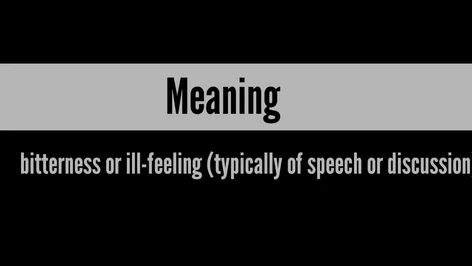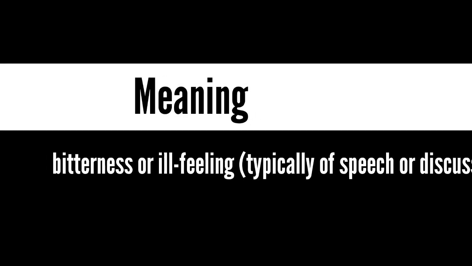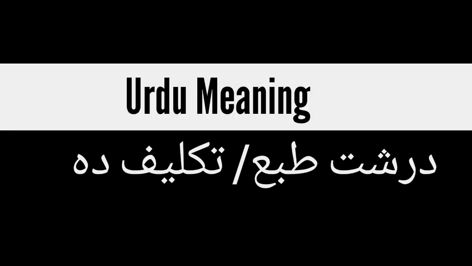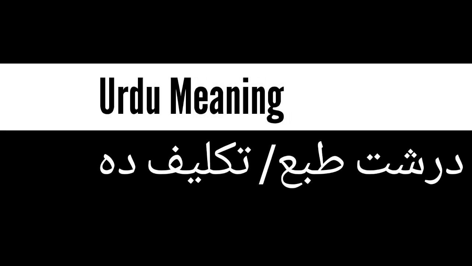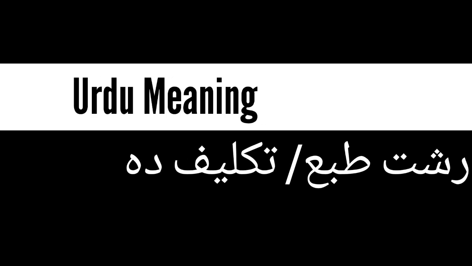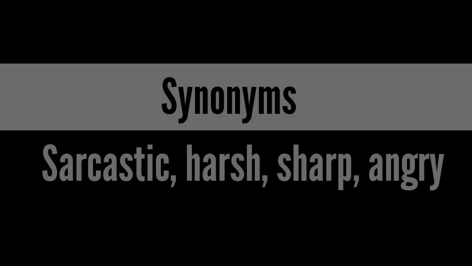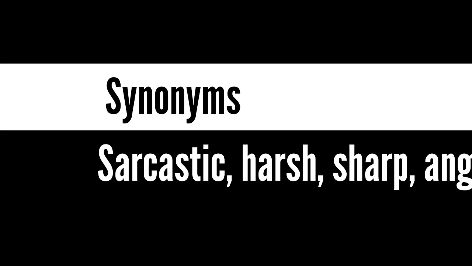The meaning of acrimonious is bitterness or ill feeling, typically of a speech or discussion. Durusht taba, taklifda, talkh, tund, tez are all used to refer the meaning of this word in Urdu. The other words that give the similar meaning of acrimonious are sarcastic, harsh, sharp, and angry. However, the opposite ones are kind, sympathetic, gentle, and tender.